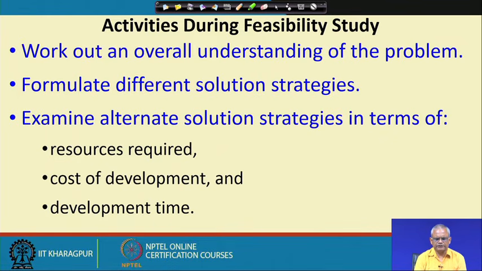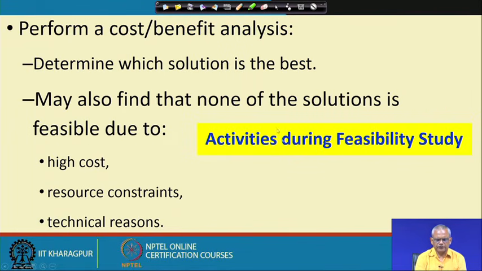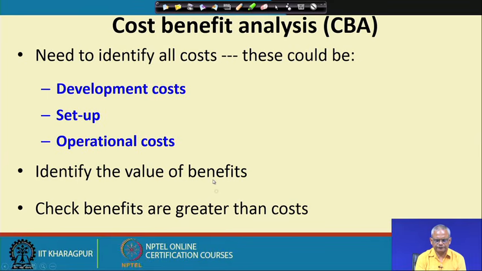The activities during the feasibility study, we can summarize that: work out an overall understanding of the problem, formulate different solution strategies, propose alternate solutions, and then determine the cost in terms of the resources required, cost of development, and the development time. Form a cost benefit analysis, find out which solution is the best, and then may decide to go ahead with the project or abandon the project due to high cost, resource constraints, or technical reasons.